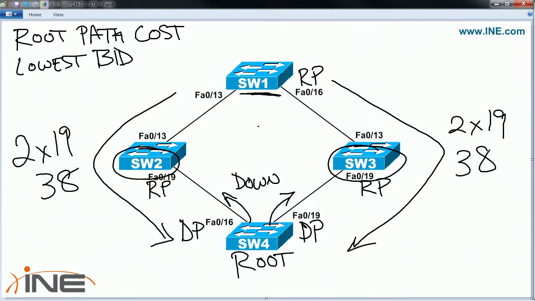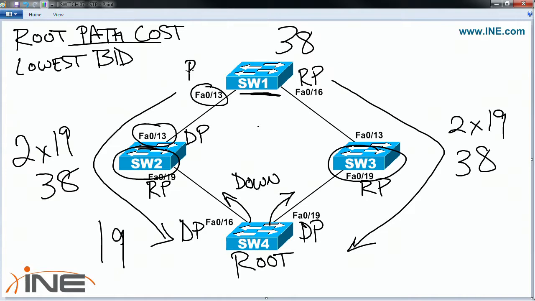Then it needs to ask switch 2, what is your root path cost as opposed to mine? Switch 2 is saying my cost to get there is 19. Switch 1 is saying my cost to get there is 38. It means that this port is closer to the root, which means it becomes the designated port. And this one here becomes the blocking port.